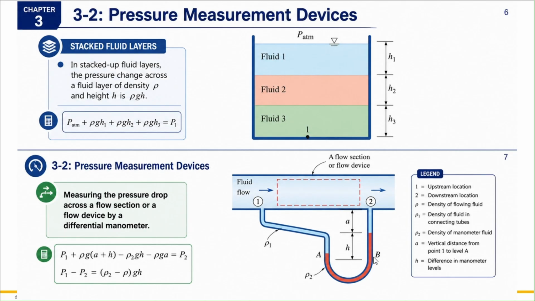From B to the next point, we have a reduction in pressure, because if you go from the bottom of the liquid upward, the pressure is reduced, since pressure increases with depth. Because of that, you will have rho 2. Now we have a different liquid here, so you have rho 2 multiplied by g times h, where h is this differential change going upward.